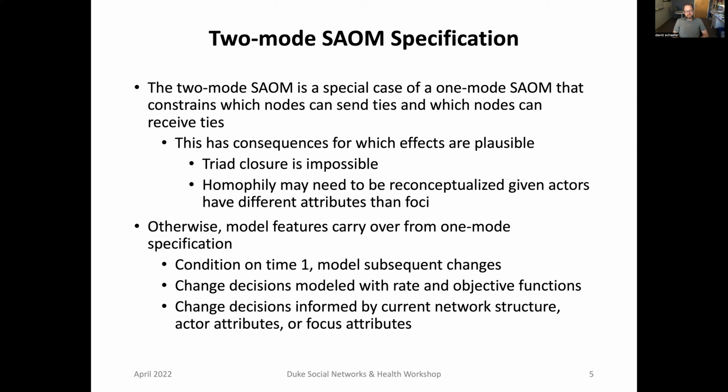Other than a few constraints on which effects and which ties are possible, many of the model features you understand from a one-mode specification carry over. So we're going to condition on a two-mode network observed at time one, and then model subsequent changes across time. We have a rate function that models when changes occur, and objective functions that determine which change is made, if any. Our change decisions are informed by the current network structure, actor attributes, or attributes of foci.